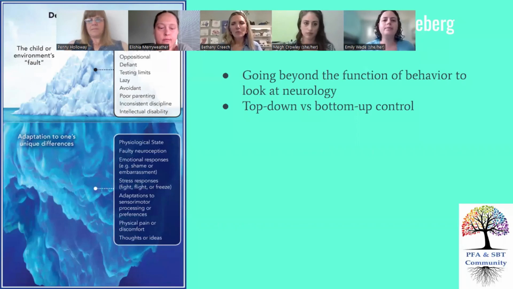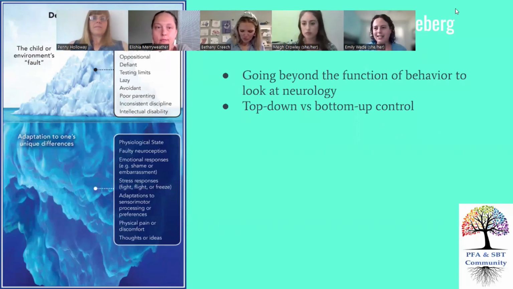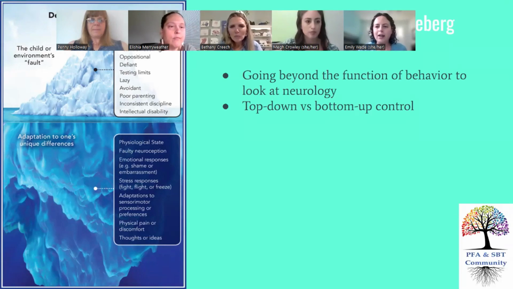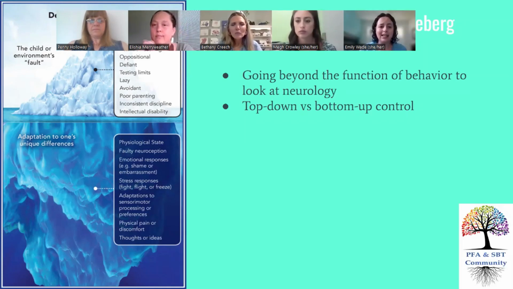And so this iceberg visual that she has here shows us the tip of the iceberg. What we can see poking out is generally what we see from the child or even the environment. So we see attention-seeking behavior, misbehaving, oppositional, defiant. All of these are labels that we give to the behaviors that we're seeing, right? Based on the environment and things like that. So these are all the things that we can see.